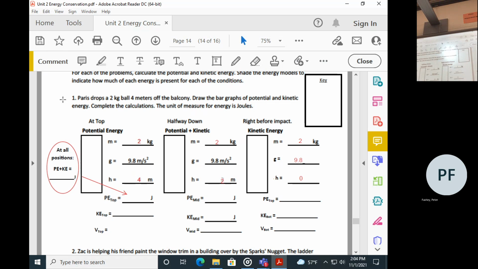But let's double check our work. Please put in your calculator 2 kilograms times 9.8 times 2 meters, and you should get that same answer again. Did you get that same answer as the original number divided by 2?